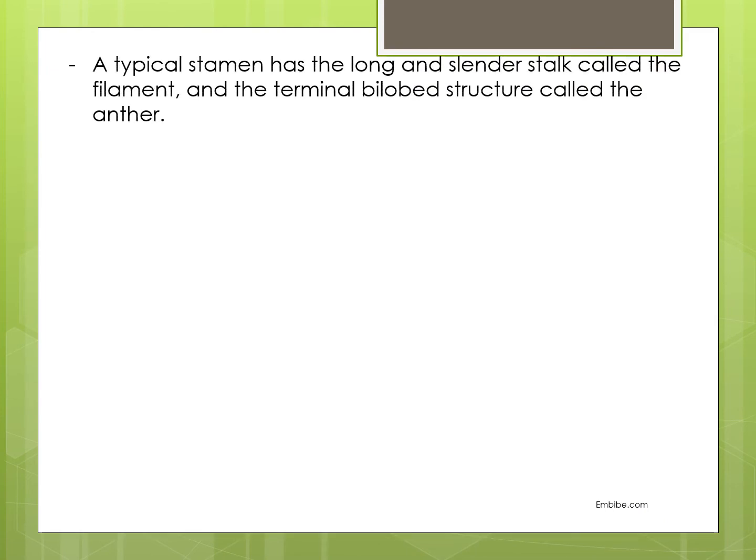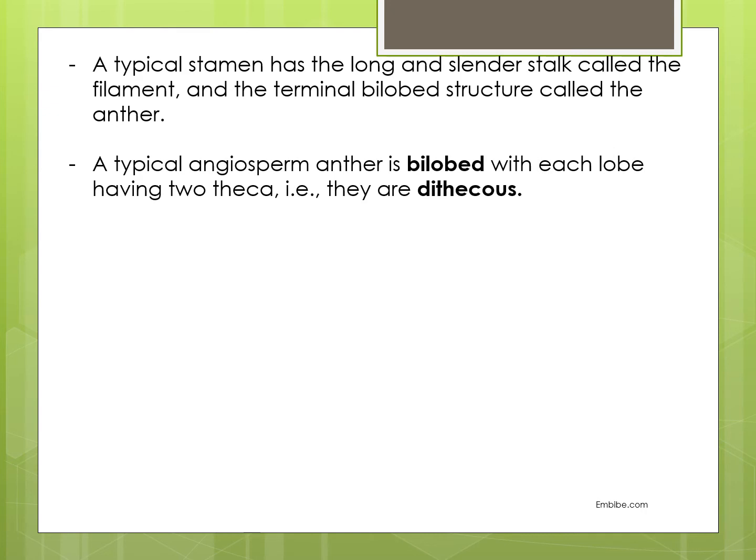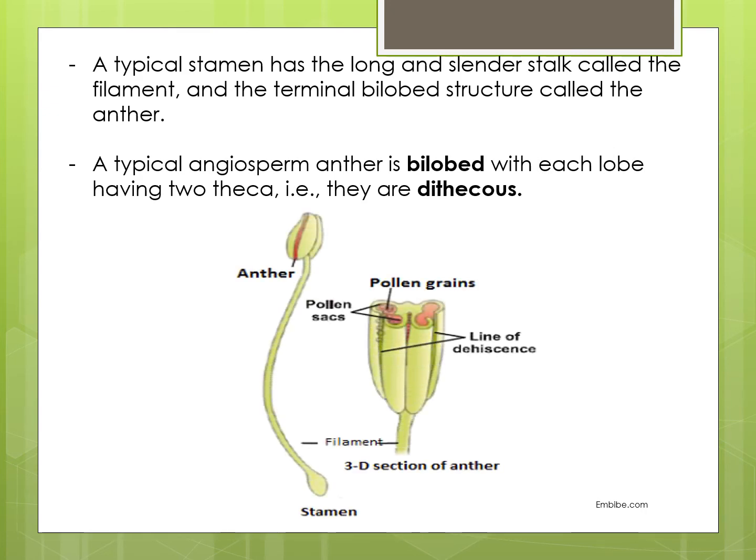A typical stamen has a long and slender stalk called the filament and a terminal bilobed structure called the anther. So in this diagram we can see a long, slender stalk-like structure which is called the filament. And this bilobed structure that we see in the picture is called the anther.